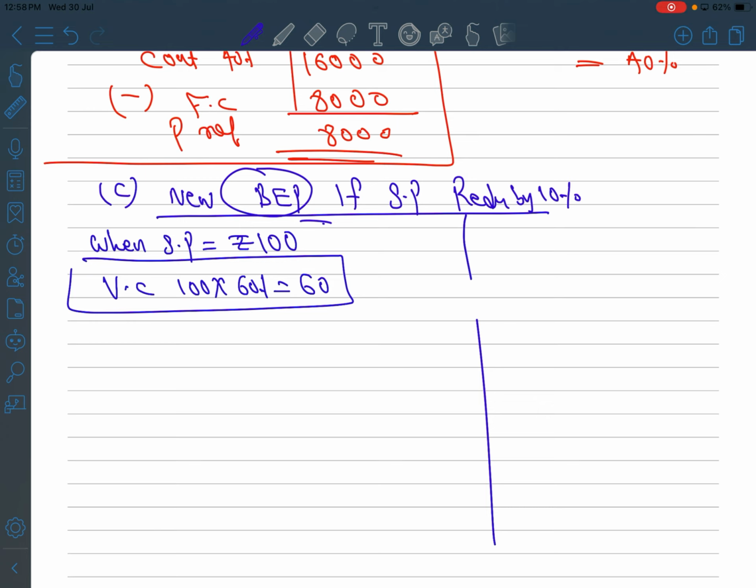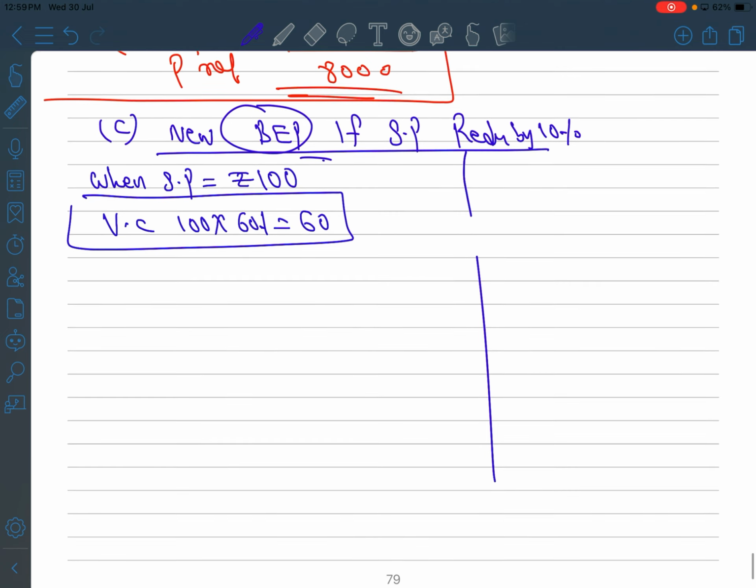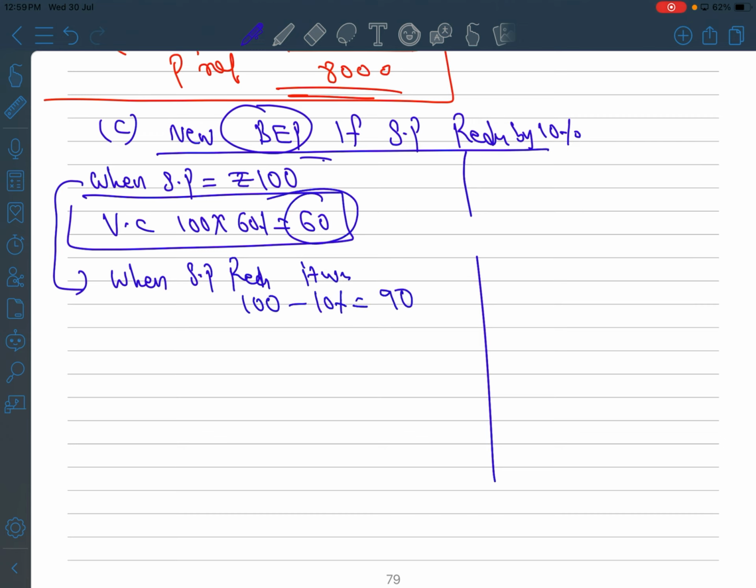Okay. What did I do here? I mistakenly took 60% on the new selling price. No, not like that. It will not vary. Okay, it's fixed per unit. So let's try. When selling price reduced, it will come how much? 100 minus 10% is equal to 90. But variable cost is still 60. Okay, great. Sales per unit is equal to 90 minus variable cost per unit is equal to 60. So the contribution will be 30.